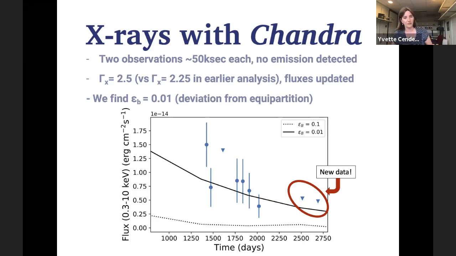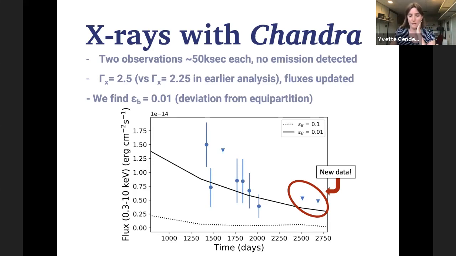This is, of course, an X-ray workshop, so I was also going to tell you about the X-ray observations that we had with Chandra. We had two observations, 50 kiloseconds each. Unfortunately, however, no emission was detected. So these two data points are basically new to this work. However, I did have to recalculate all the fluxes here and update them based off the earlier observations, just to take into account the updated photon index.